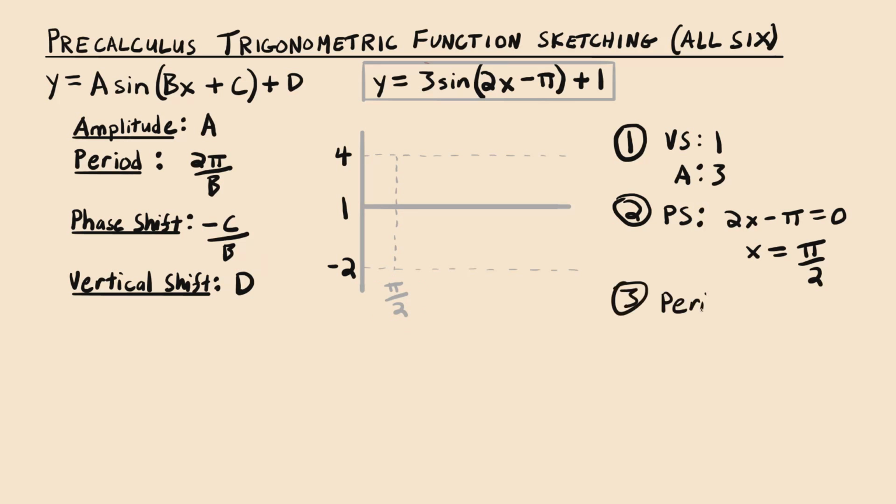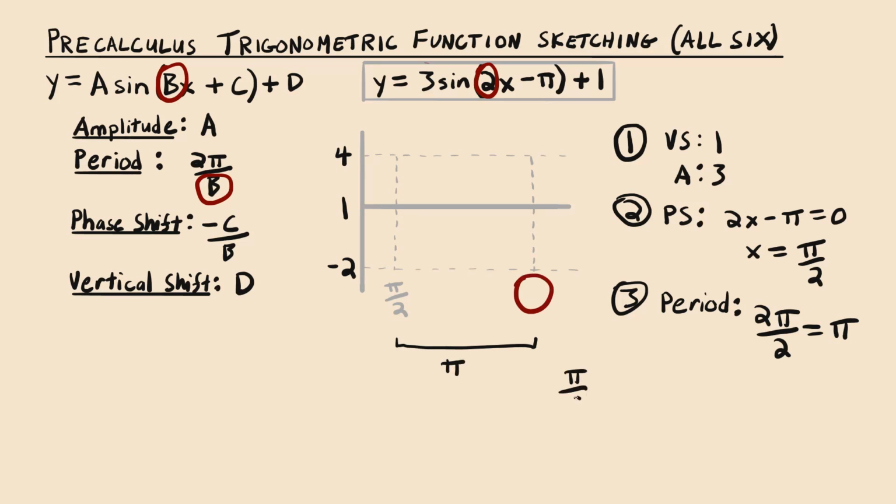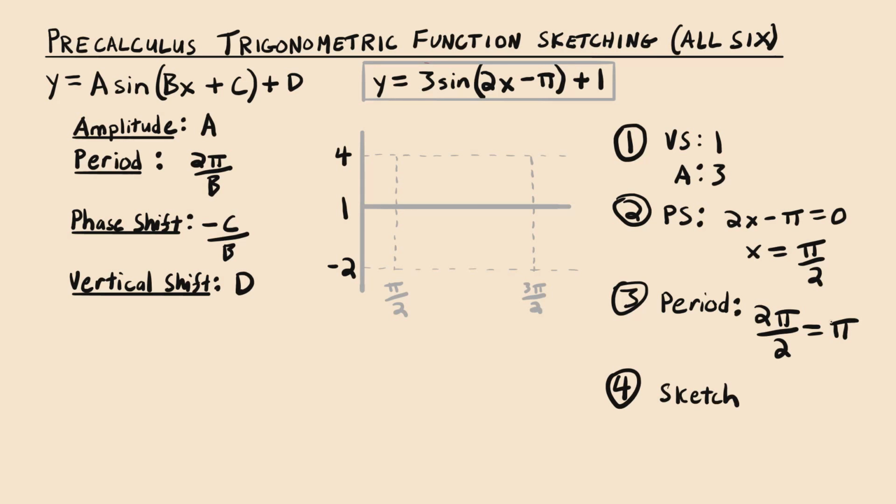So next is the period, in which case you look at the coefficient in front of the x. In our case, the coefficient is 2, so you do 2 pi over 2 to get pi. So that pi represents the distance between the start and the end of the graph. And because of that, you would do pi over 2 plus pi to get 3 pi over 2. So all the hard parts of the graph are done. All you have to do is sketch.